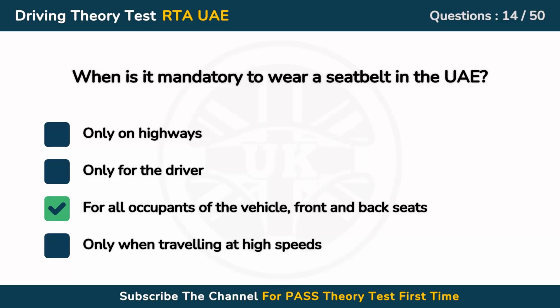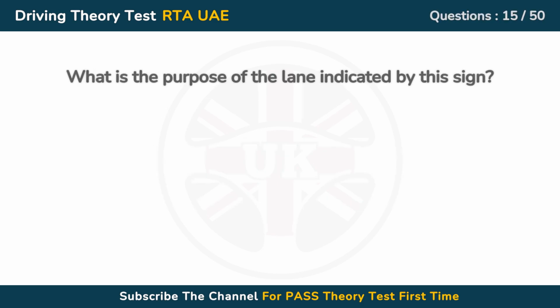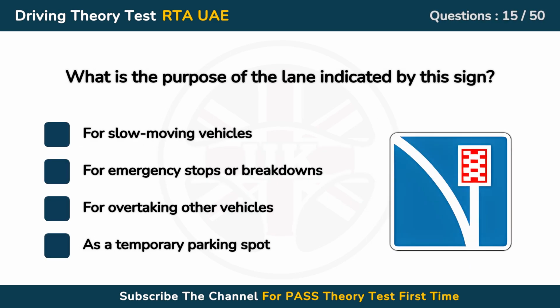Answer is C. For all occupants of the vehicle, front and back seats. Traffic law mandates that all occupants of a vehicle, whether in the front or back seats, must wear a seat belt at all times when the vehicle is in motion for their safety. Question 15. What is the purpose of the lane by this sign?